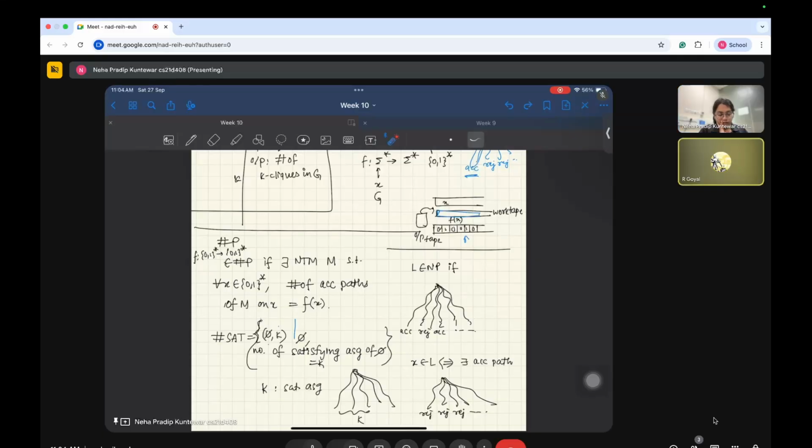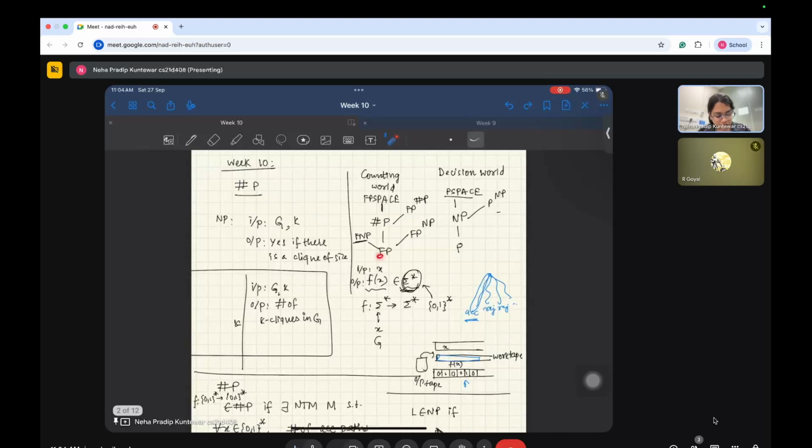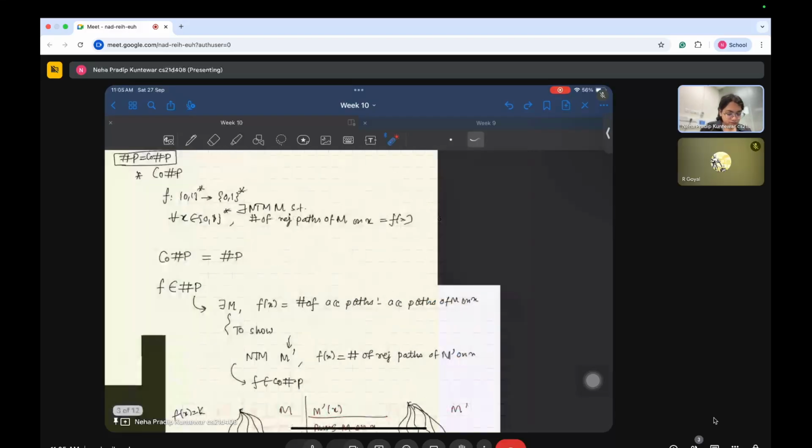Yes, right. Even sharp SAT is a function from the formula phi to the number of satisfying assignments. Yes, fine, I understood. Thanks. So that's why the F here basically stands for functional P, functional NP, and so on.